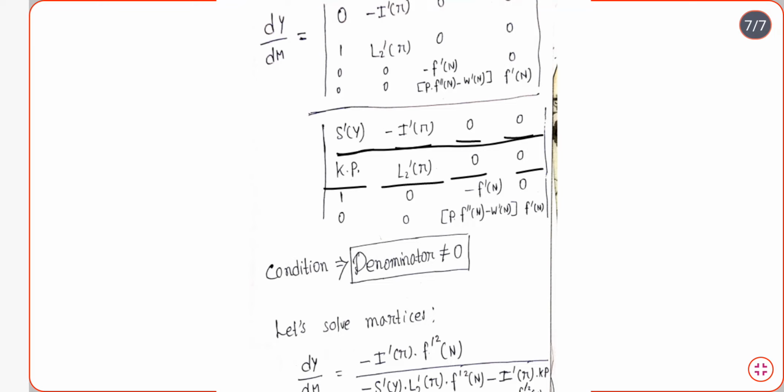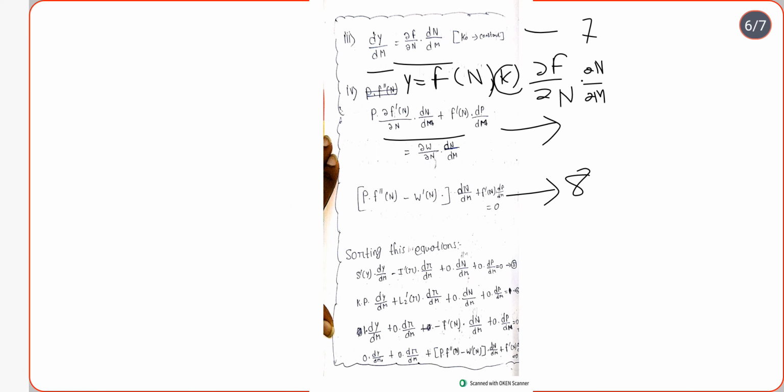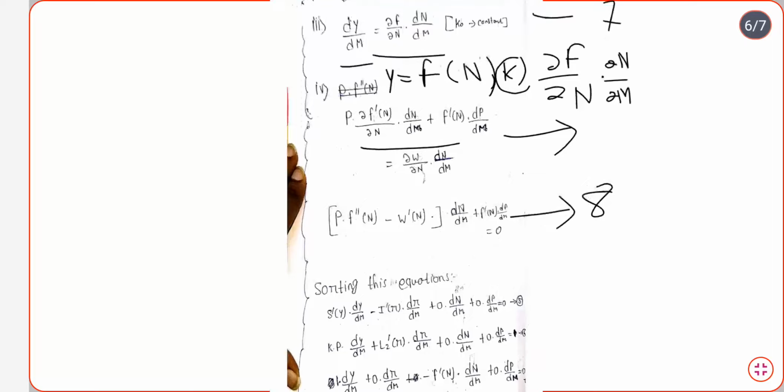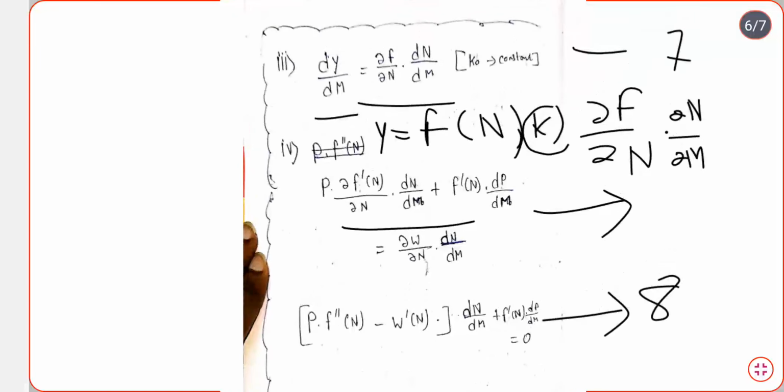In the next equation, that is the production function, when we have taken the production function derivative, we have obtained this. Now as you can see in this equation we only have dN/dm, so we only have the coefficient of dN/dm, and we also have the coefficient of dy/dm, because the coefficient of dy/dm is supposed to be 1.